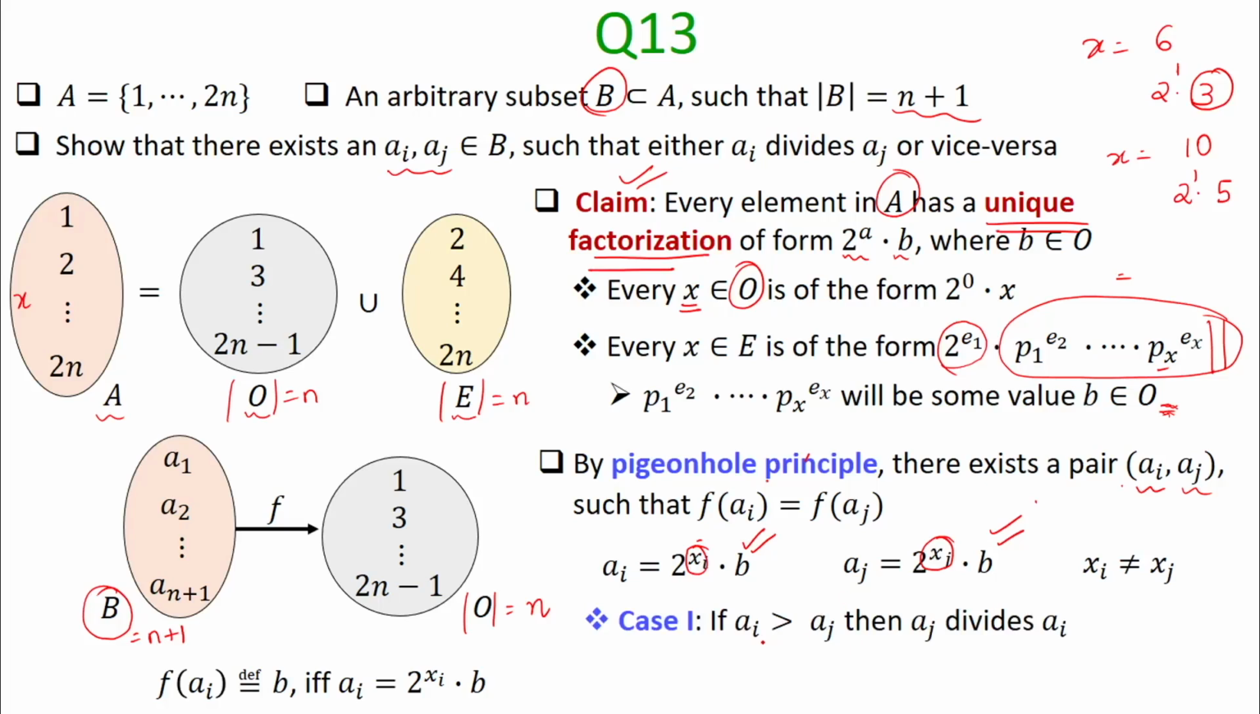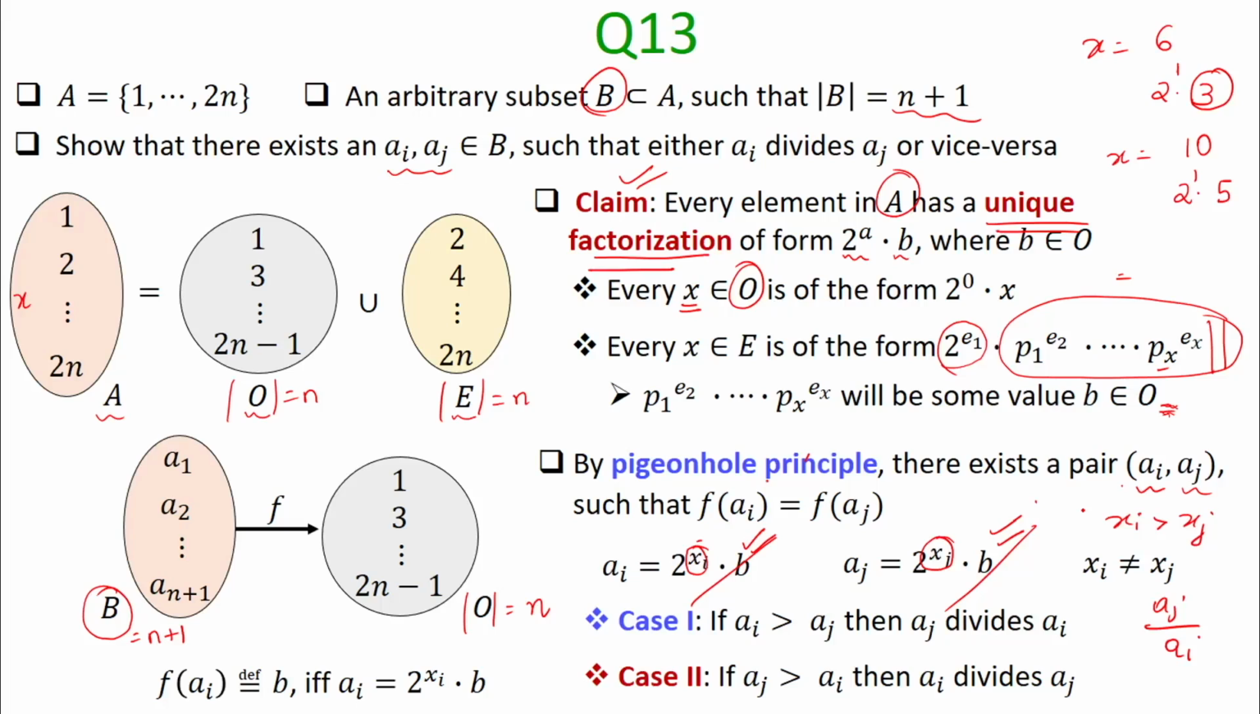Now I have two possible cases. If ai is greater than aj, then clearly aj divides ai, because if I divide ai by aj, then the effect of b and b goes out, and the exponent xi is greater than exponent xj. So whatever is left over will be the quotient, right? And the remainder will be 0. Whereas if aj is greater than ai, then again the effect of b and b vanishes, and 2 power xj over 2 power xi will give you 0 remainder. Okay. So irrespective of the case, my statement is correct.